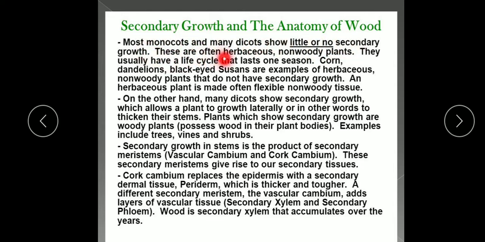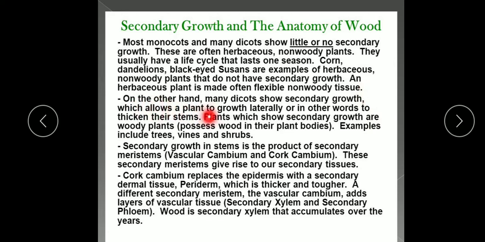Most monocots and many dicots show little or no secondary growth. Why? Because they are often herbaceous, non-woody plants. In herbaceous or non-woody plants, this secondary growth does not take place. They usually have a life cycle that lasts one season only, and corn and dandelion are examples of herbaceous non-woody plants that do not have the secondary growth. An herbaceous plant is made up of flexible non-woody tissue.